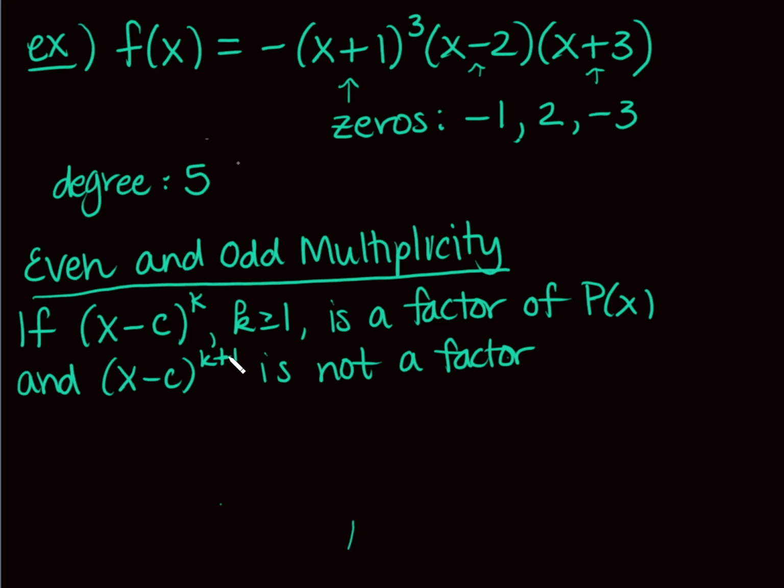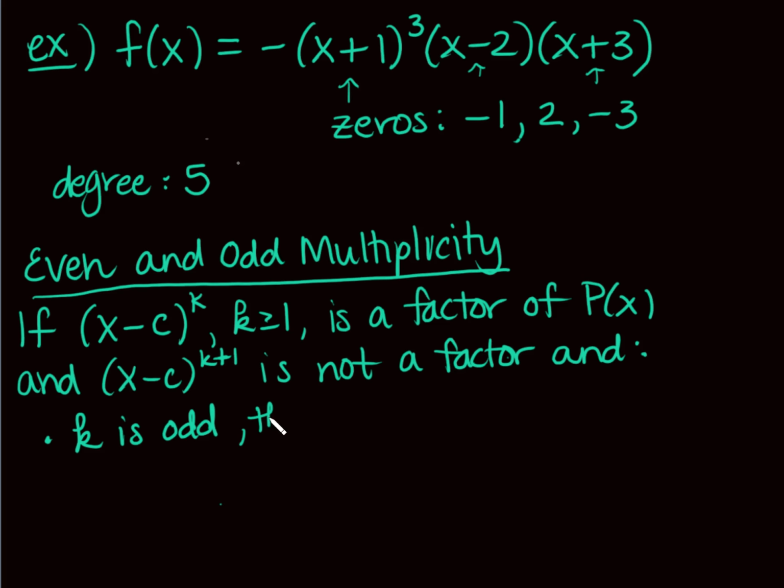I actually had to pause there. I'm like, wait, that doesn't make sense. What that means is basically I've grabbed the most x minus c's I can. Like I have this x plus 1 to the 3rd. I don't have another x plus 1 to the 4th or something hanging out there. That's all that's saying. And here's what we got then. Here's if k is odd. So if k is odd, then we say that this factor right here has odd multiplicity.